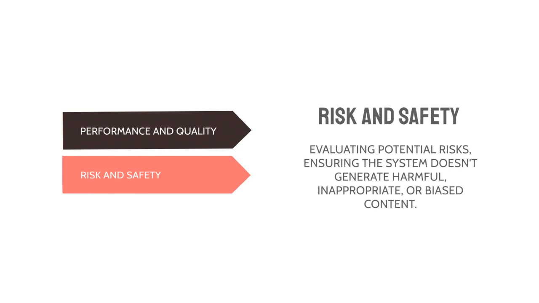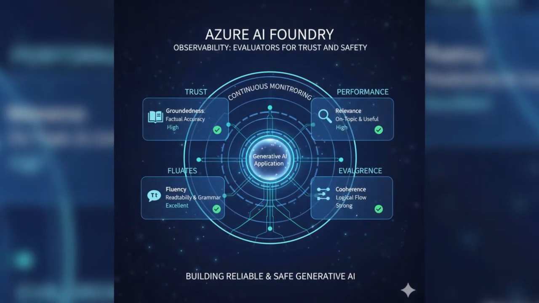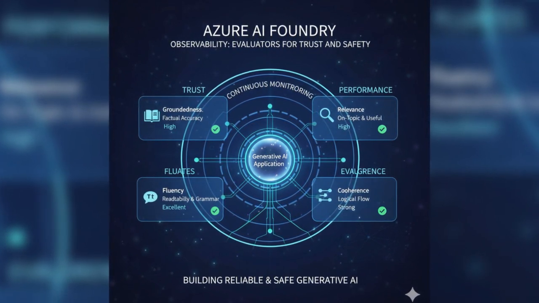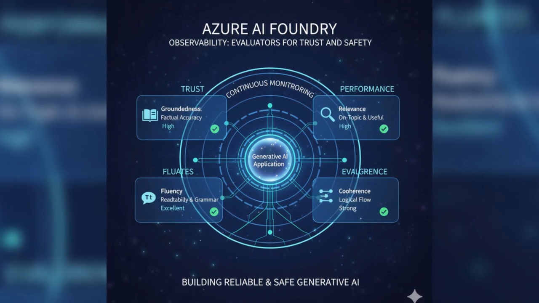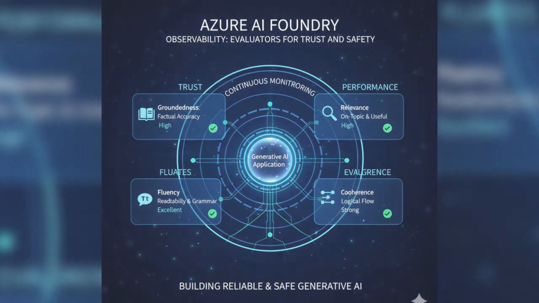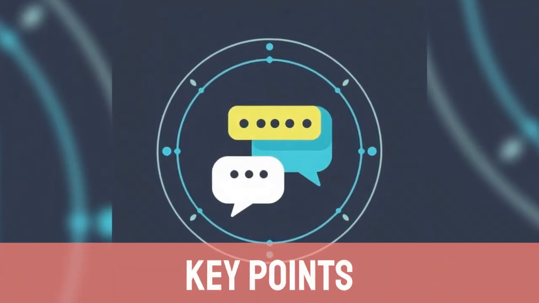Risk and safety, evaluating potential risks, ensuring the system doesn't generate harmful, inappropriate, or biased content. Custom evaluators, implementing industry-specific metrics to meet unique business goals. Azure AI Foundry's observability features provide specialized evaluators for this, tools that measure critical aspects like groundedness, relevance, fluency, readability, and coherence, logical flow. By continuously monitoring these metrics, we build trust, ensuring our generative AI applications are not just smart, but reliable and safe.